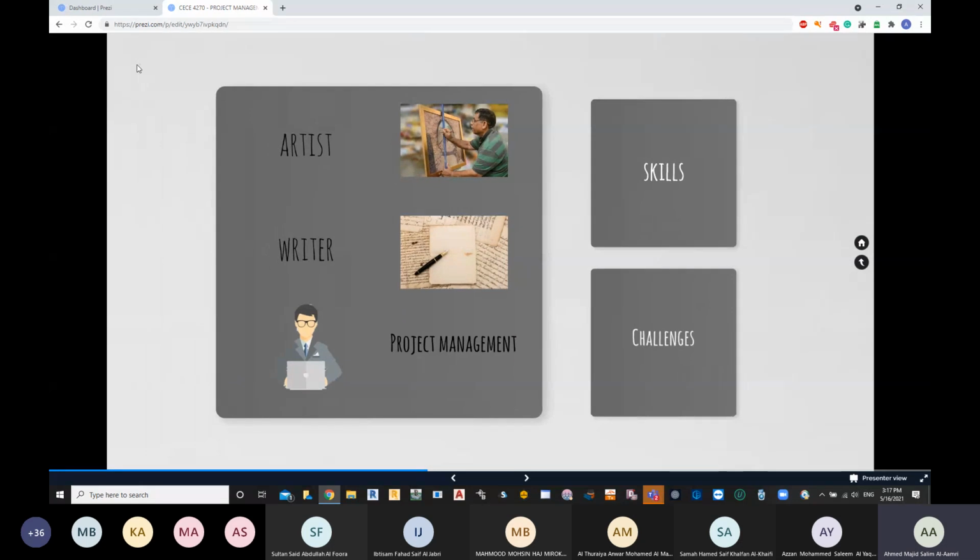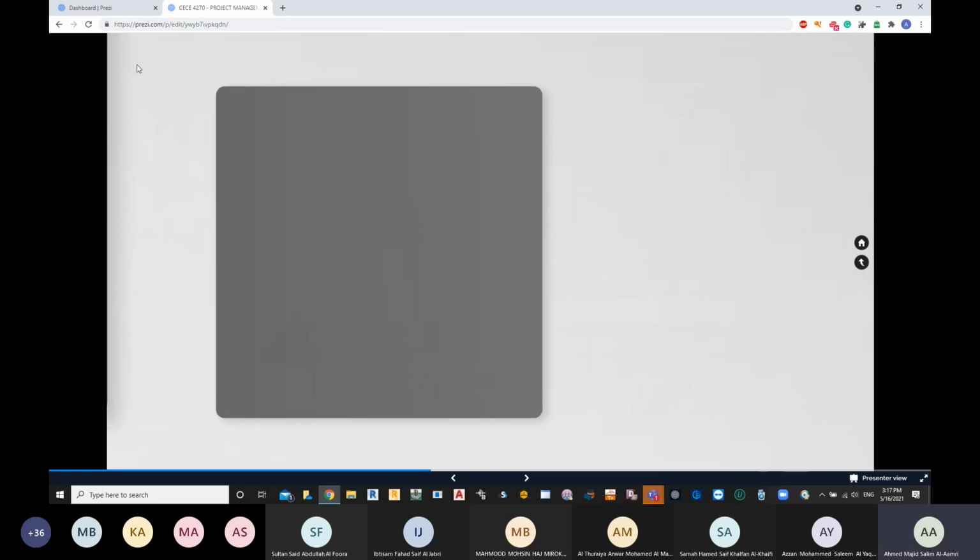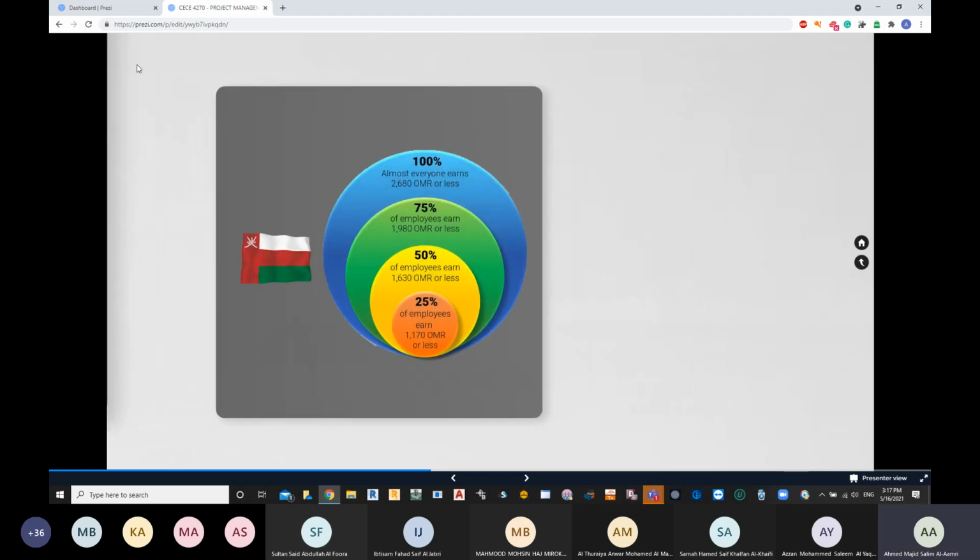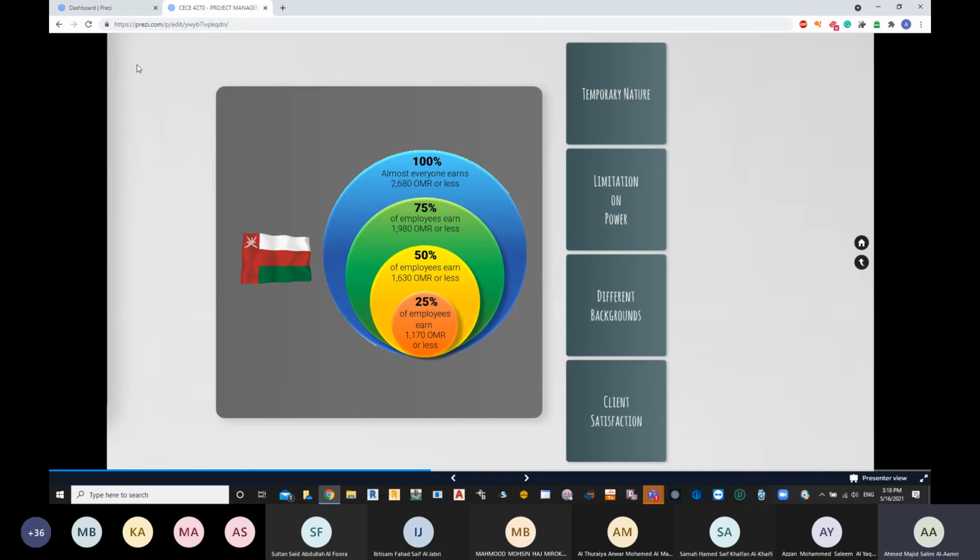What are the challenges? Now, of course, there are a lot of skills he is having, but he will be facing a lot of challenges as well. It is not something easy to be a leader. Okay, now before going to the challenges, as I told you previously, project manager is considered as the topmost engineering paid job. Okay, the highest salary an engineer can get in Oman is in project management, I mean being a project manager. Okay, and this is the criteria of salaries according to Oman.